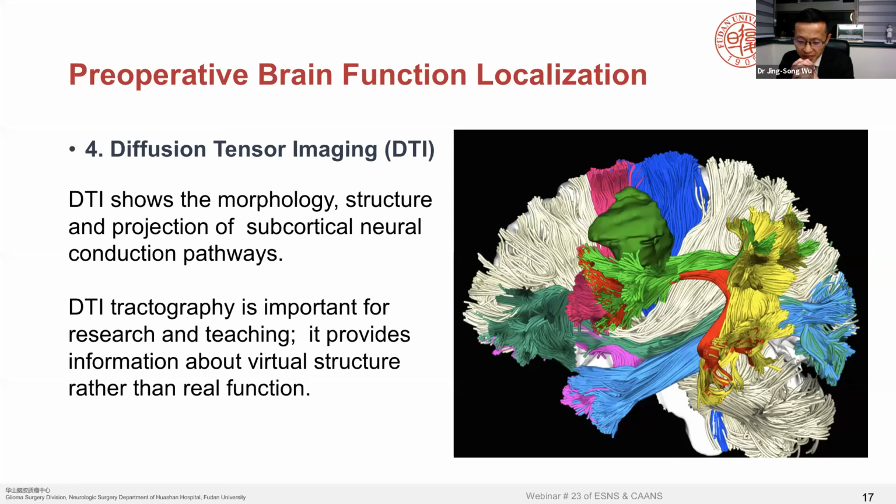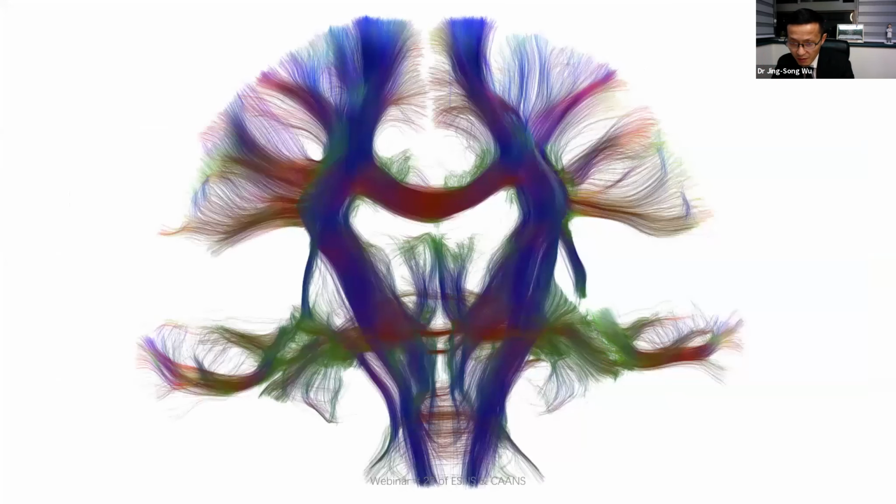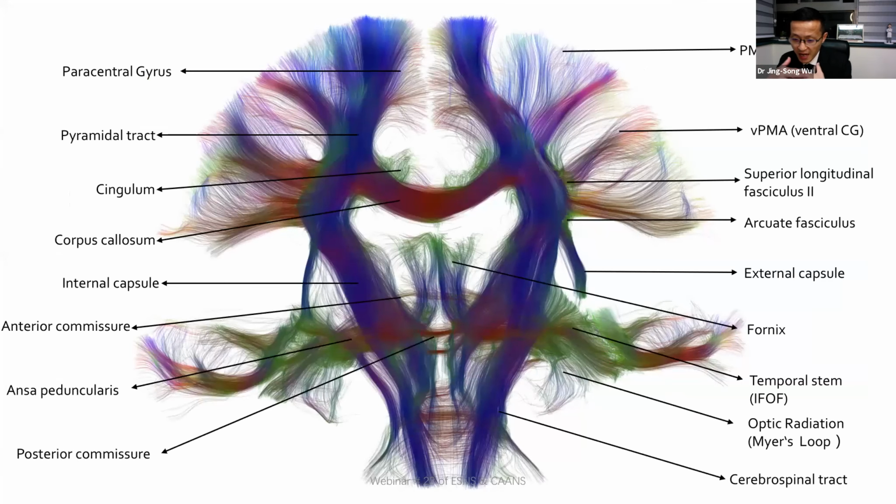Diffusion tensor imaging, DTI. DTI is based on the anisotropic imaging of the diffusion of water molecules in the white matter fibers. And DTI can be used to reconstruct a 3D model of subcortical neural pathways. For example, on these slides, we can identify different white matter fibers, for example, the corpus callosum, the motor pathway, the corticospinal tract.